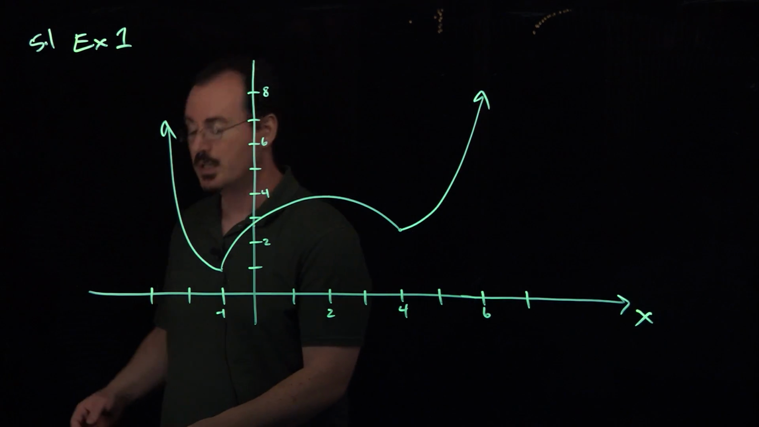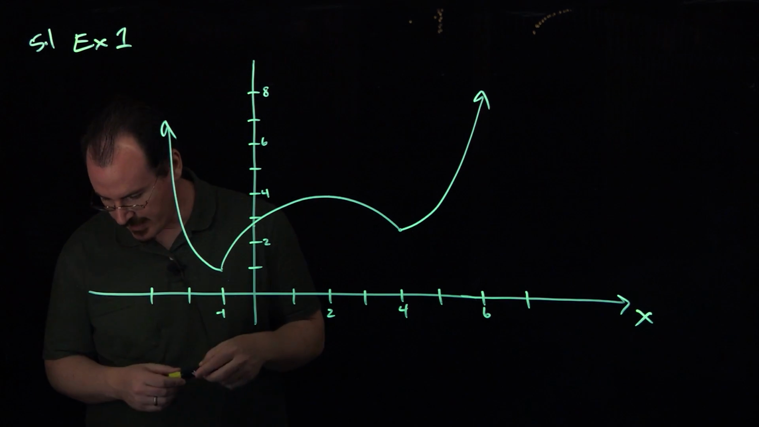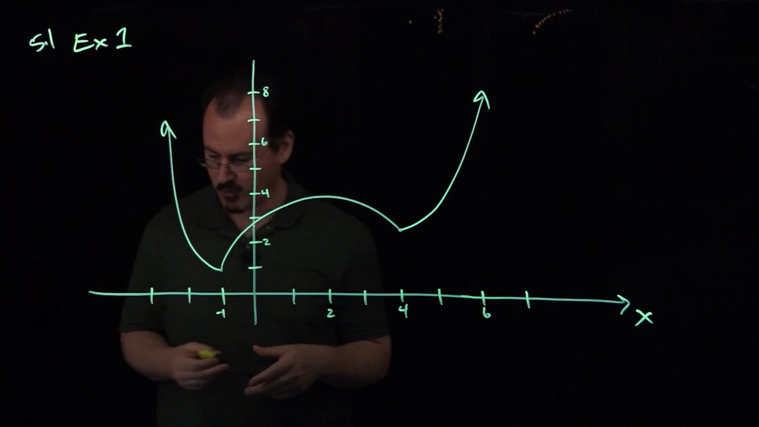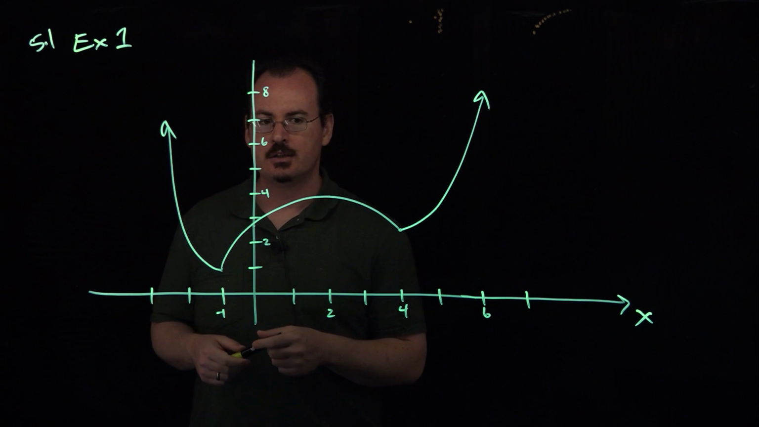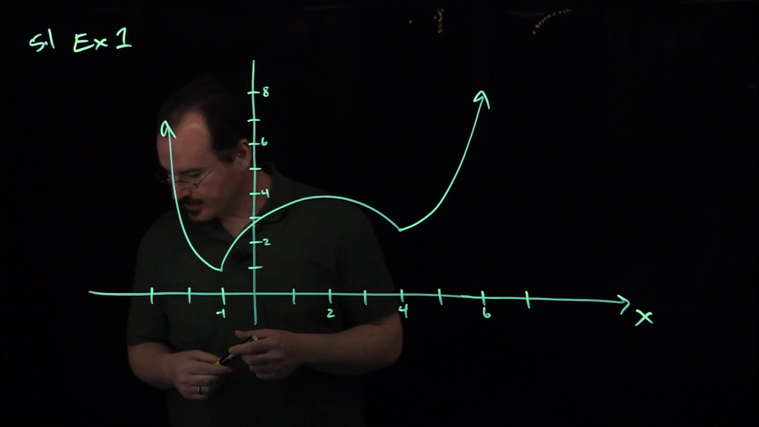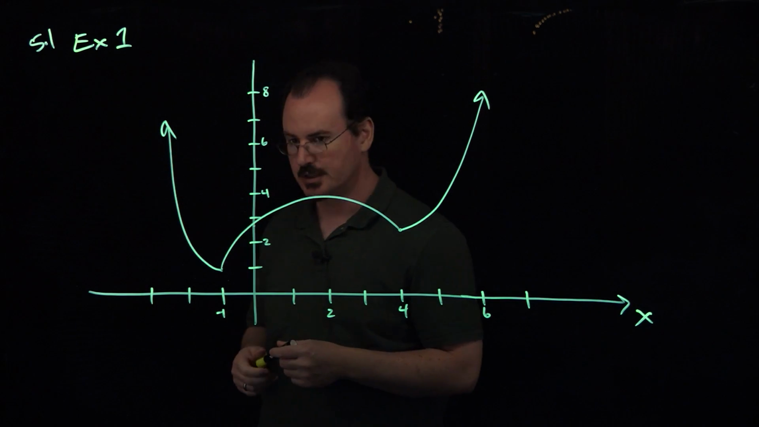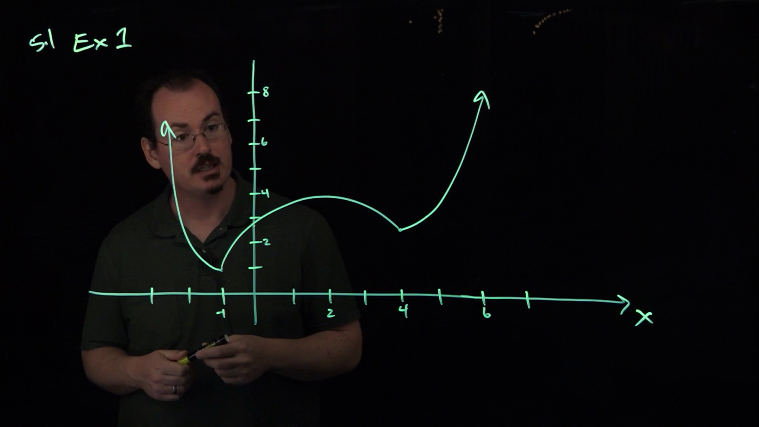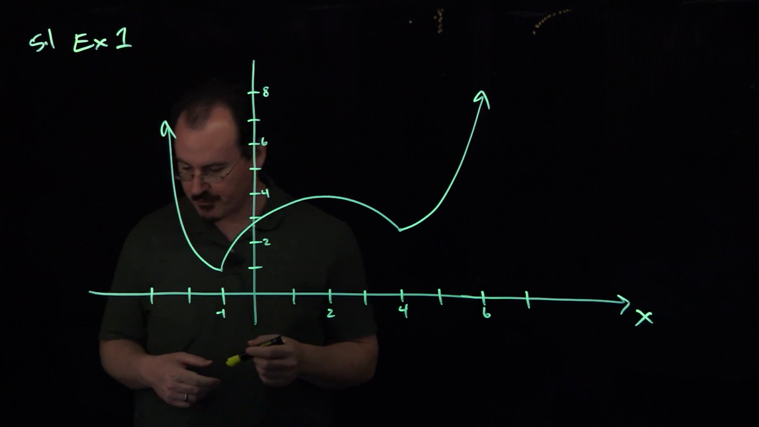Looking at example 1, section 5.1, this is basically identifying some things on a graph. We want to understand what it means for a function to be increasing versus decreasing. So the question asks, find where the function is increasing or decreasing. I tried to graph it as closely as I could to what you see on the worksheet, at least the important numbers. So what does it mean for a function to be decreasing?